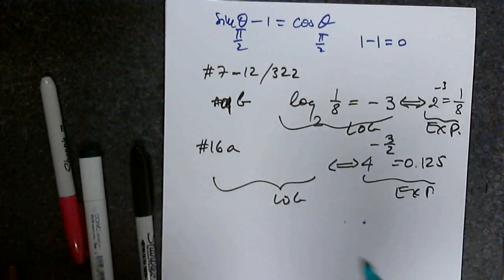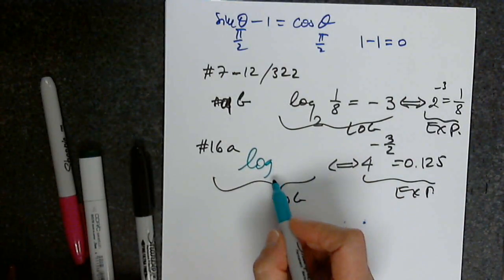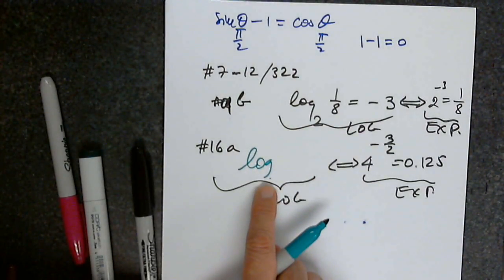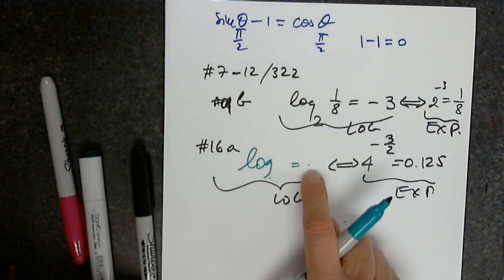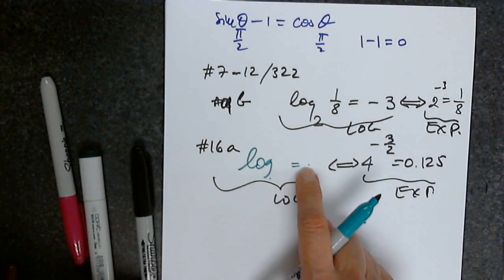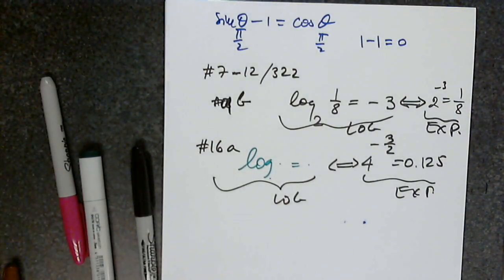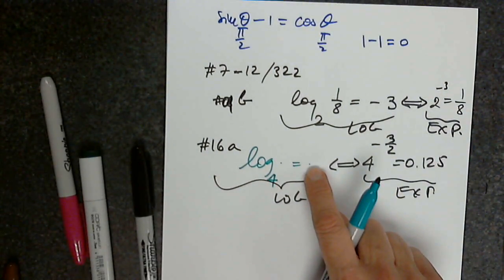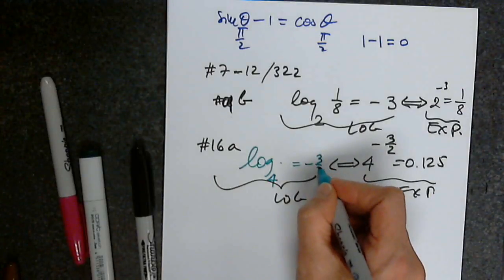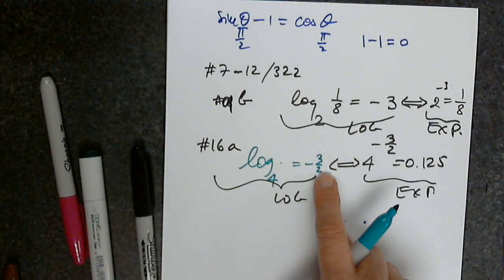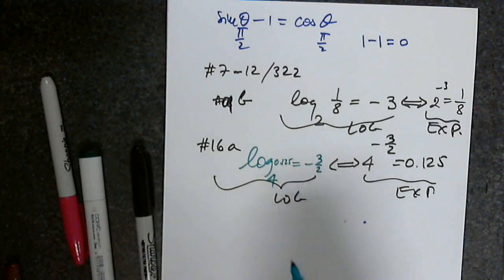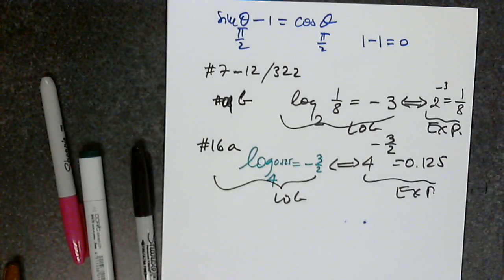And remember, write log, and we are looking for three numbers. One that is the base right here. One that is the number we raise the base to right here. And this is x. Always start with the base. What is the base? What do I raise it to? 4 raised to negative 3/2 is what number? Exactly. 0.125. Very good.